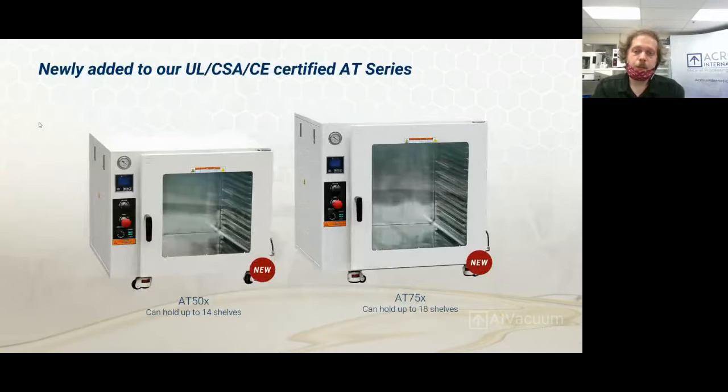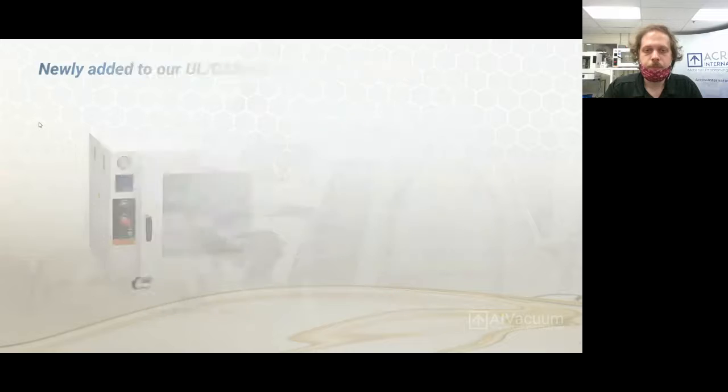So these X models are relatively new, these very large chambers with fully removable shelves. You can hold up to 14 shelves with about an inch, or 2.5 centimeters, of space between each in the 5 cubic foot AT50X, and then up to 18 shelves in the AT75X. The ovens will include half that number of racks, and then you can add 7 racks to make the full 14 in the 5 cubic foot, or 9 racks to make the full 18 in the 7.5 cubic foot X model.